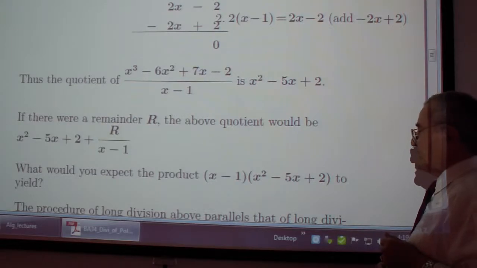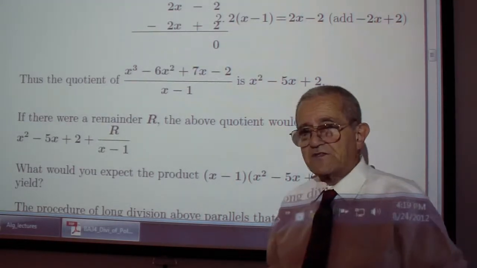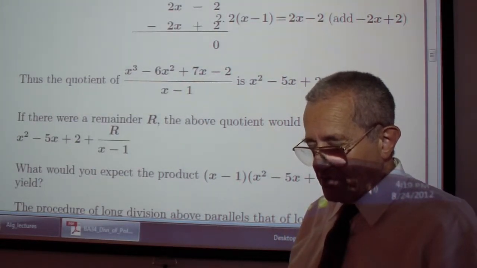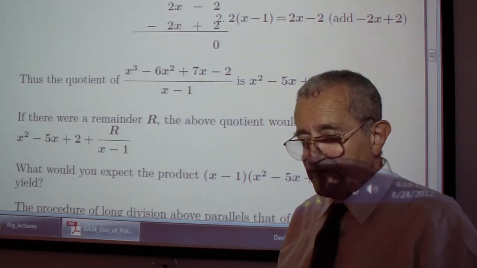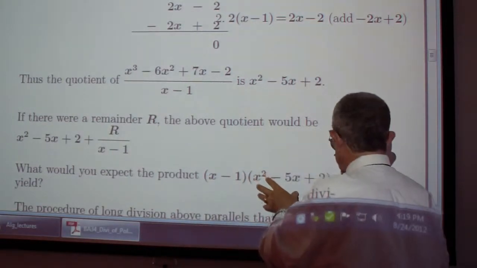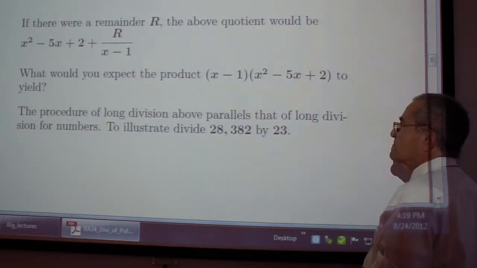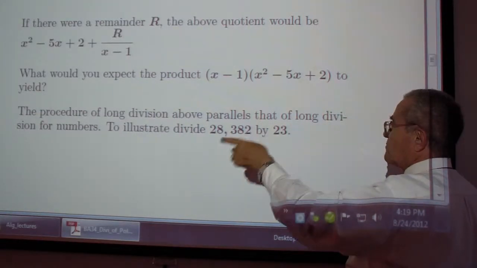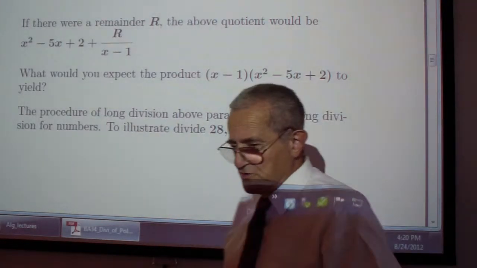What would you expect this product to become? Well, you remember that you can transform division into multiplication. If you have a over b, which is c, then b times c is equal to a. The procedure of long division above parallels that of long division for numbers. And to illustrate, well, I'll do that next.